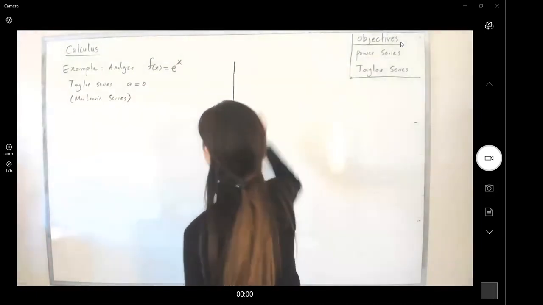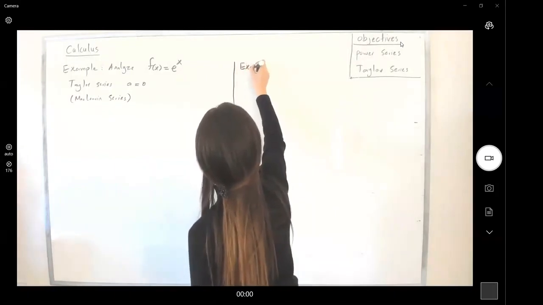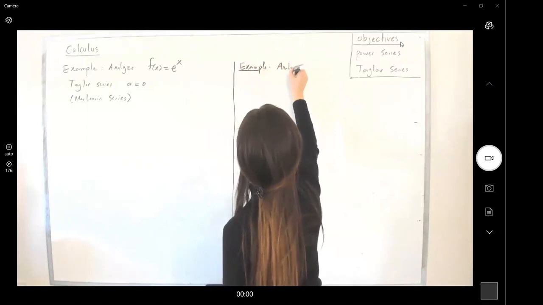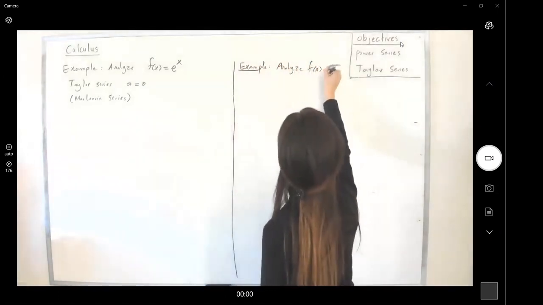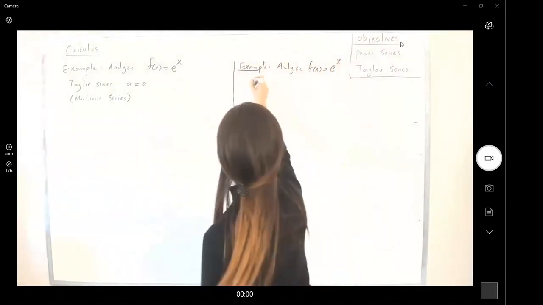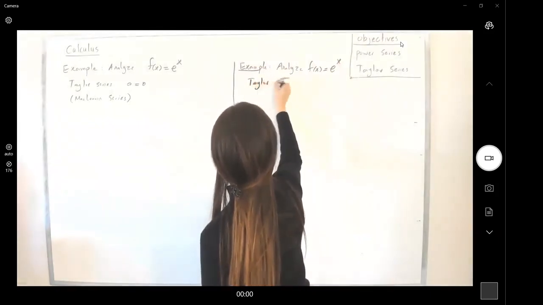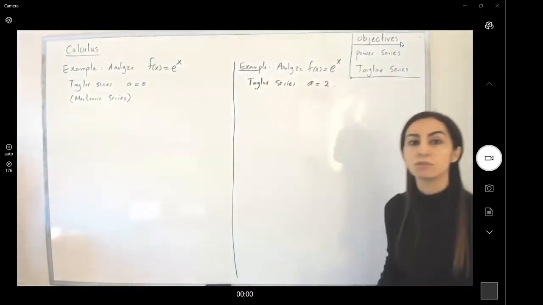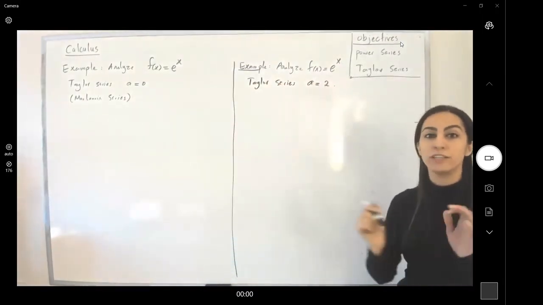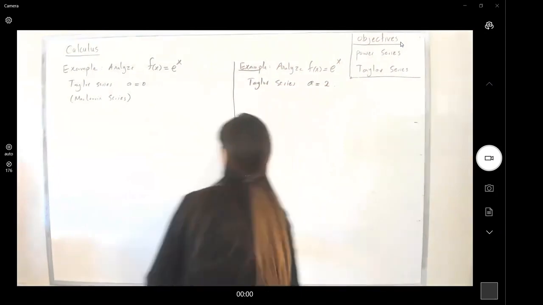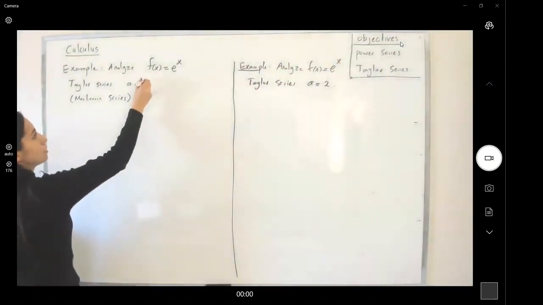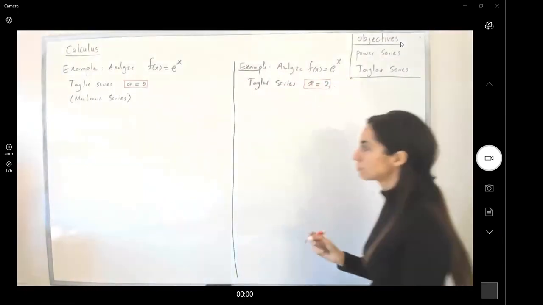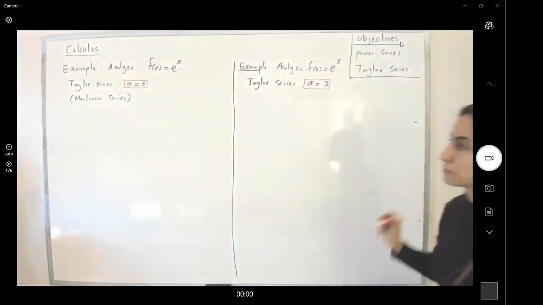Next example: analyze f of x equals e to the x Taylor series when a is equal to 2. Note that I'm changing the center. The center was 0. Now the center is equal to 2. Okay, let's follow some steps.